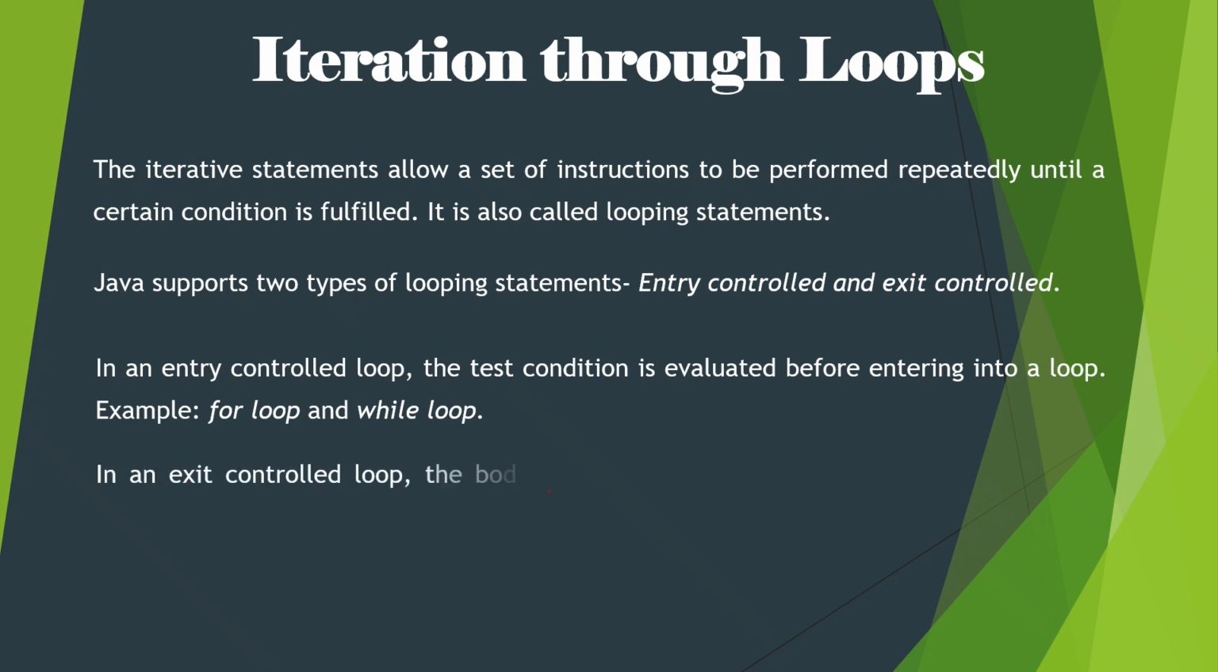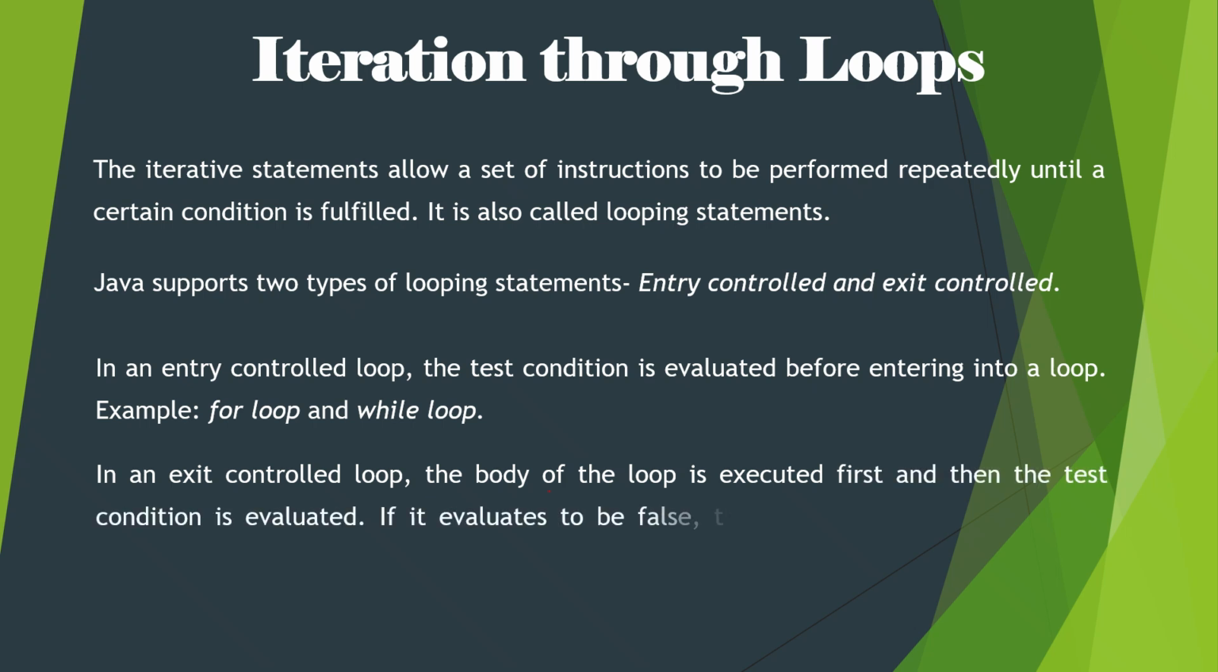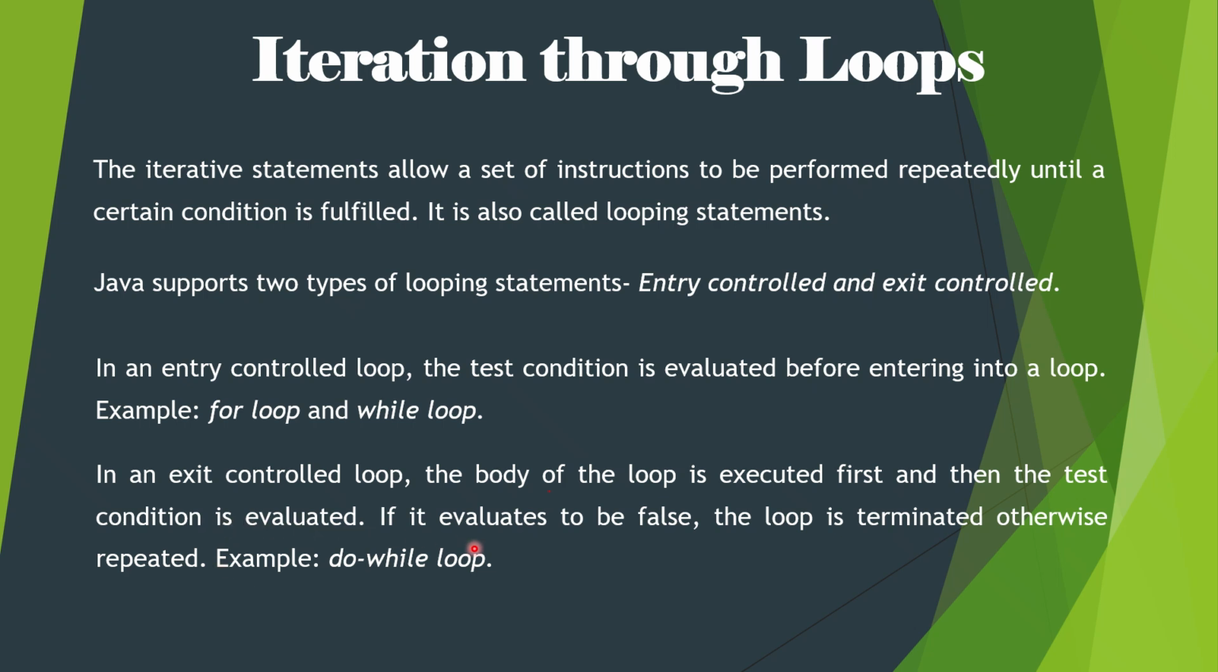In an exit control loop, the body of the loop is executed first and then the test condition is evaluated. If it evaluates to be false, the loop is terminated, otherwise repeated. An example is the do while loop. So that means in an exit control loop, at least one execution takes place in every situation. Why? Because the body of the loop is executed first and after that the test condition is evaluated. So a minimum of one iteration will take place.